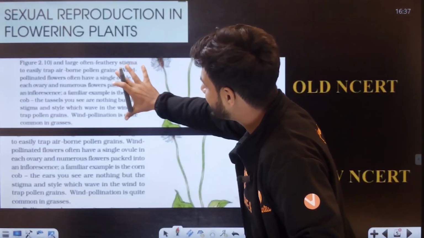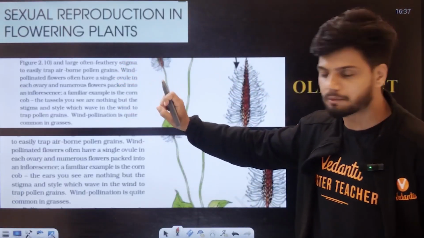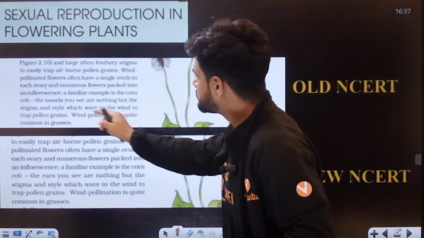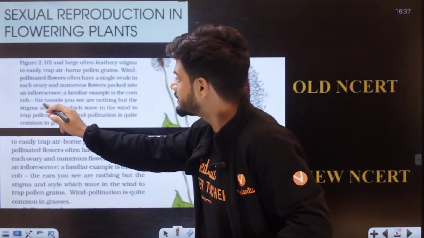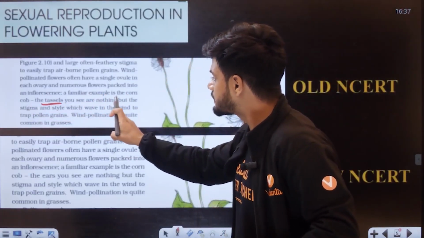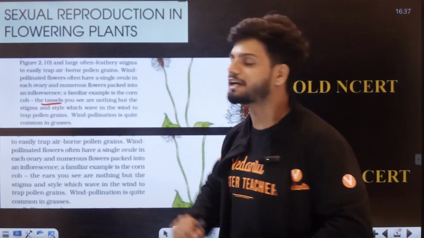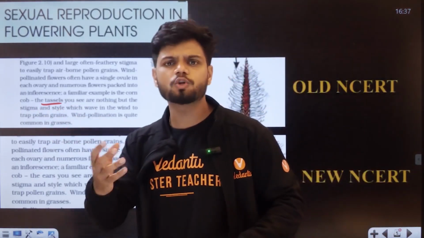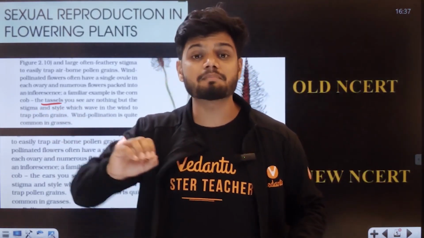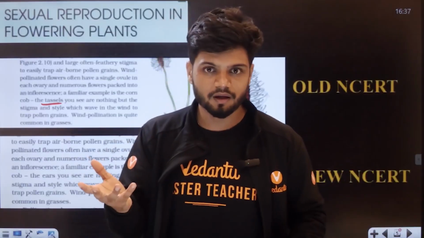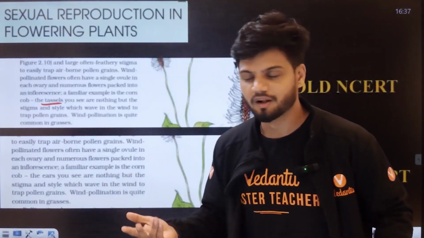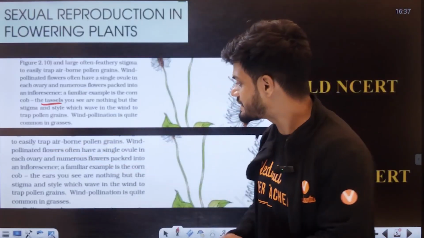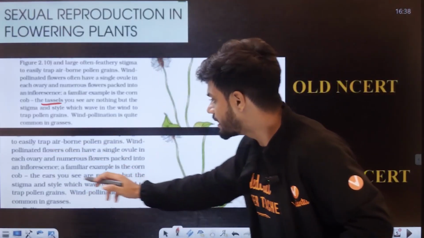That is here, students. If you look at the wind pollinated part here, a familiar example is corn cob. The tassels you see are nothing but the stigma and style. When I read it for the first time, I knew it was wrong, because tassel is a part of the male flower. In a male flower, where will the stigma and style come from? Not possible. So it has been rectified in the new NCERT. It says ear right now. It says ear. Can you see?